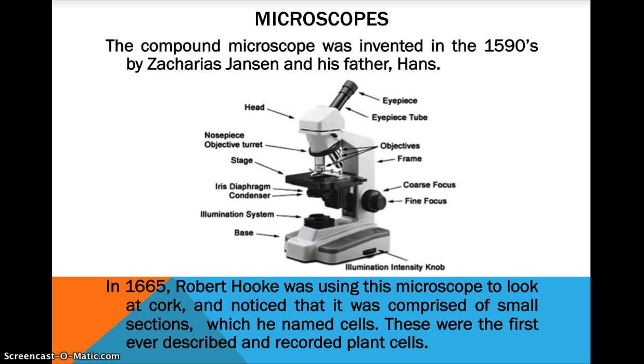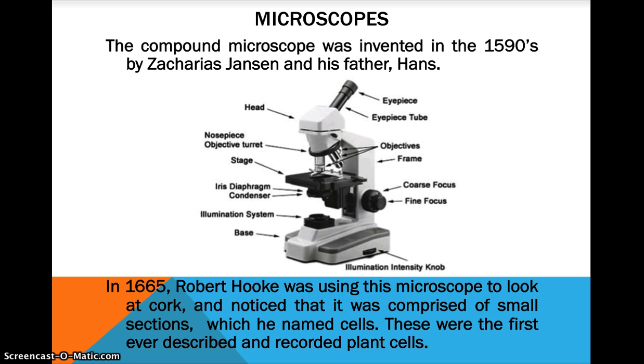The next thing I want to talk about is microscopes. Now the compound microscope was invented in the 1590s by Zacharias Jensen and his father Hans. Now if you look at this microscope here, you can see all of the important parts of it that you'll be using. Most importantly is the eyepiece. That's what you actually look through. Now you also have the coarse and fine focus, which is how you can zoom in and out on what you're trying to look at. And the stage is pretty important as well. That's where you'll actually put your slide that you're going to look at through the eyepiece.